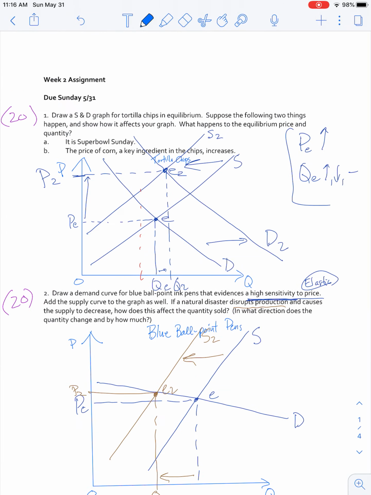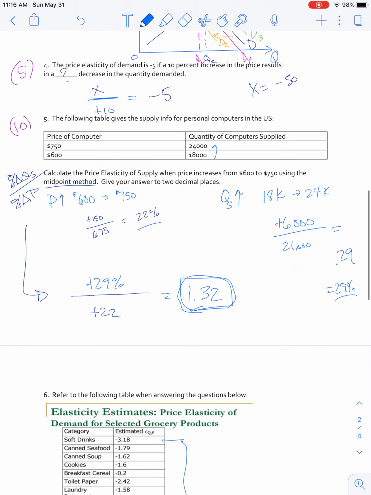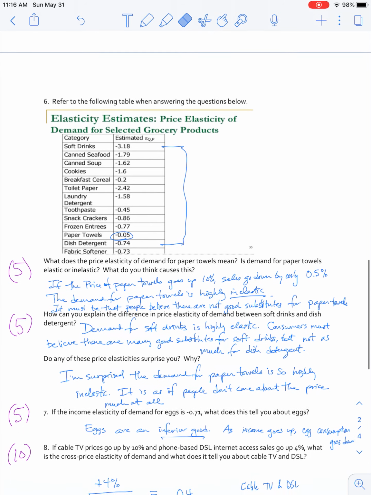So that's a 10-point question because it requires you to know the formula, put these in the right order and calculate it, but also to get the 29% and the 22% from the values up here in the table. So there you go. That's number 5.